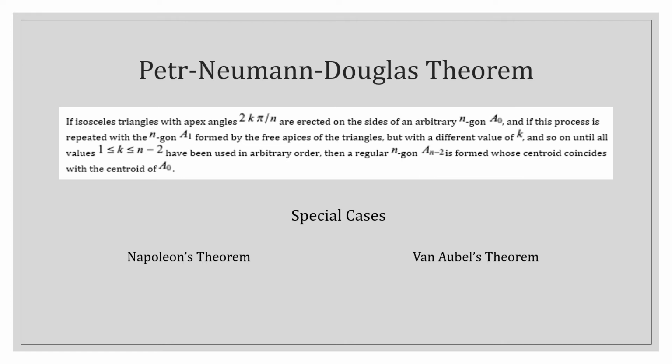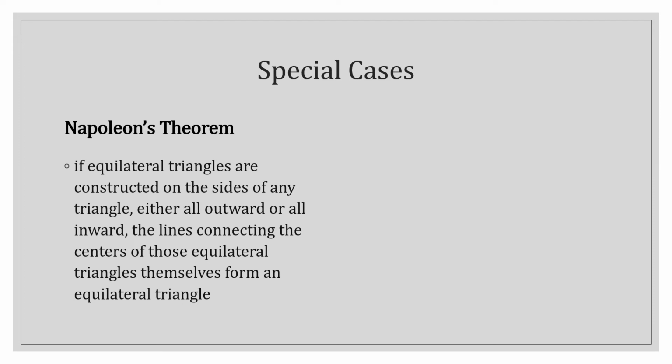We have Napoleon's theorem, and then we have Van Obel's theorem, which we will be looking at in further detail. Napoleon's theorem states that if equilateral triangles are constructed on the sides of any triangle, either all outward or all inward, the lines connecting the centers of those equilateral triangles themselves form an equilateral triangle. This would be a special case of the Peter-Newman-Douglas theorem because it is only related to triangles.